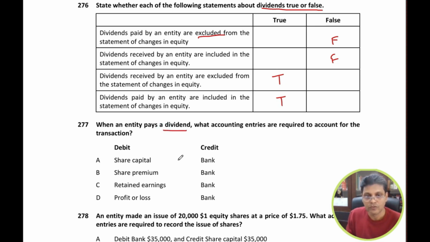Okay, so share capital debit, no. Bank. Share premium, no. Bank. Retained earnings has to be debited and the bank has to be credited. So the correct answer is C.